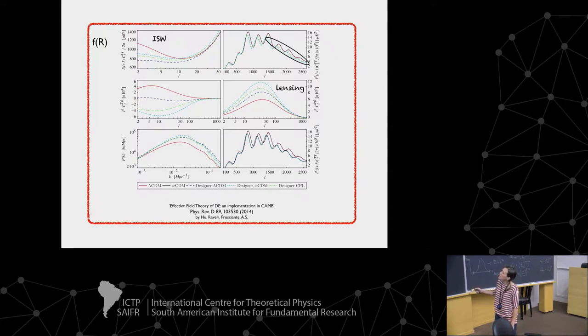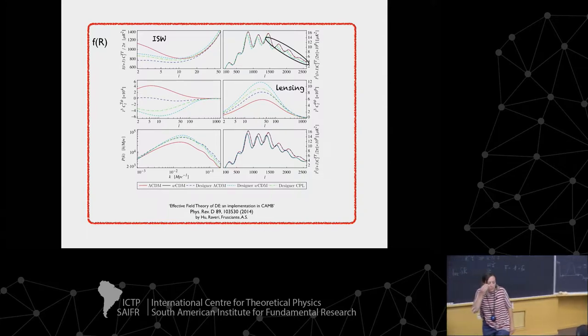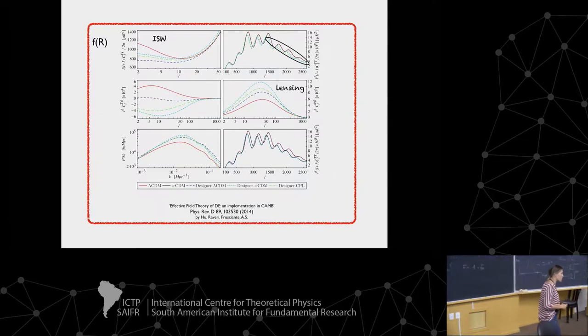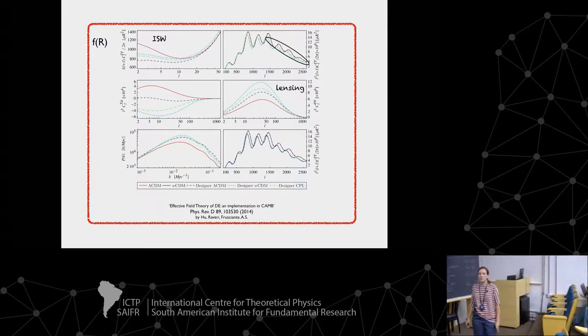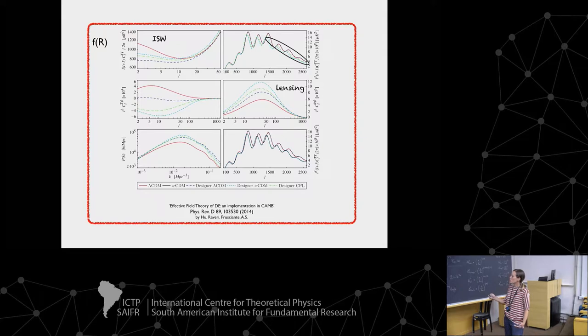So if I compare red with dashed black, I'm comparing a pure lambda CDM model with an f(R) on a lambda CDM background. And similarly, if you do this wCDM and designer wCDM. And I don't remember which value of f_R0 this corresponds to. I would guess 10 to the minus 4, because you see quite strong effects. So it's either that or an even bigger value. Of course, you're not allowed to have such big discrepancies, but it's just to show, as I was saying, the main effect.